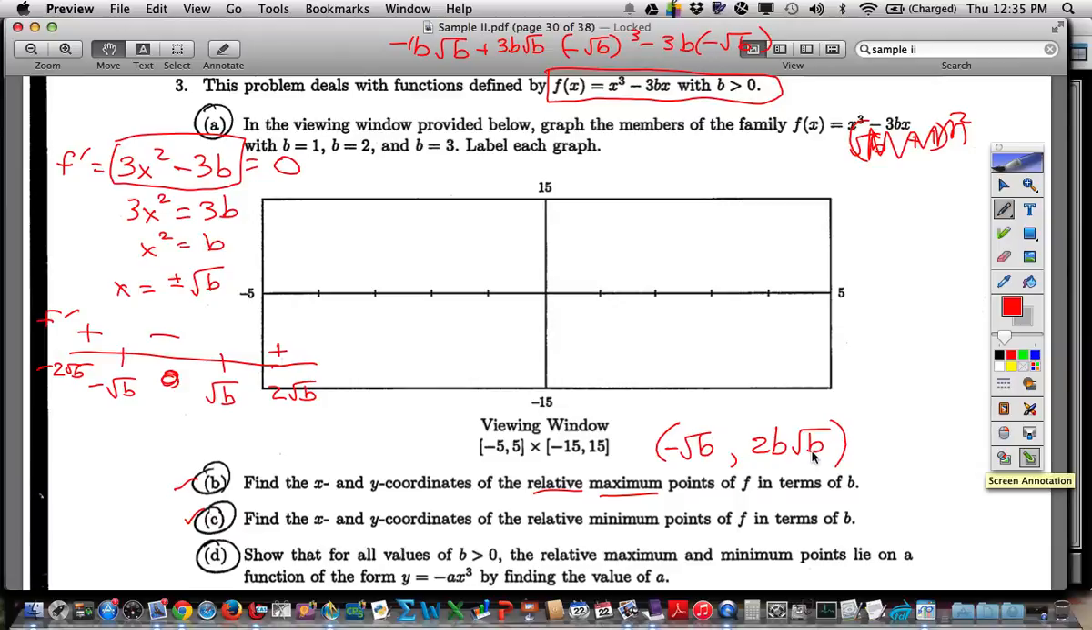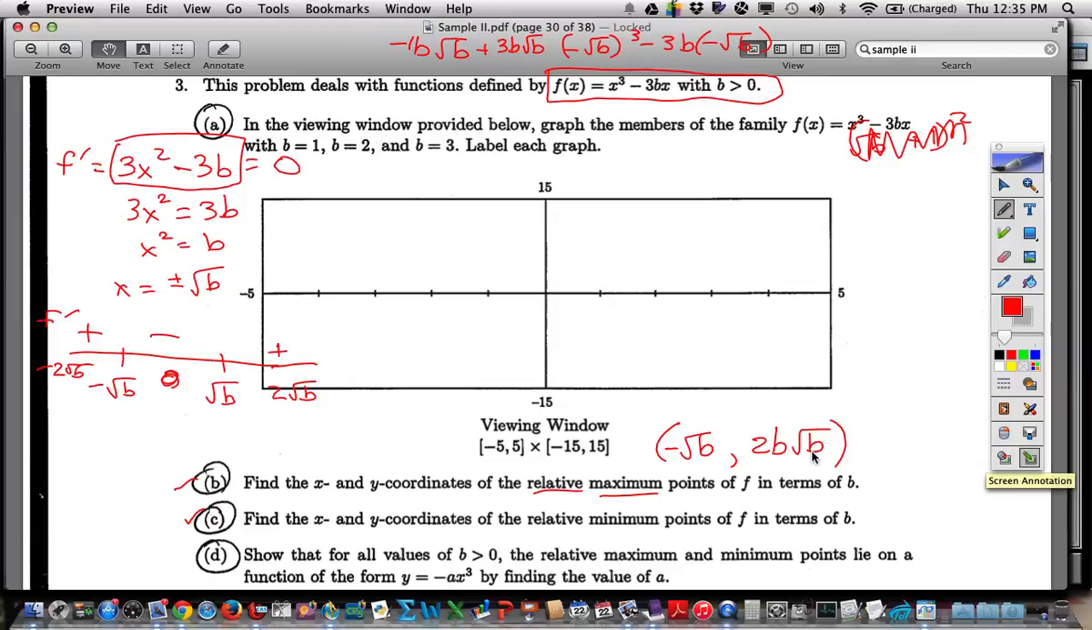Or b to the 3 halves if you want, right? This would be b to the first times b to the half and add the power. So b to the 3 halves if you wanted to do that. That'd be okay. But none of that would be necessary. You could leave it there. Okay, so you do the same thing for the minimum.